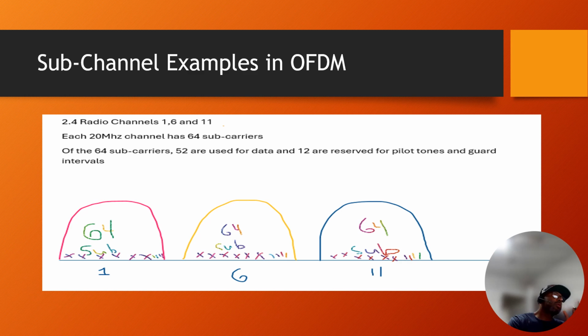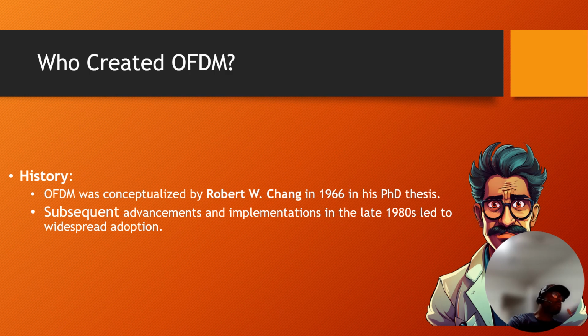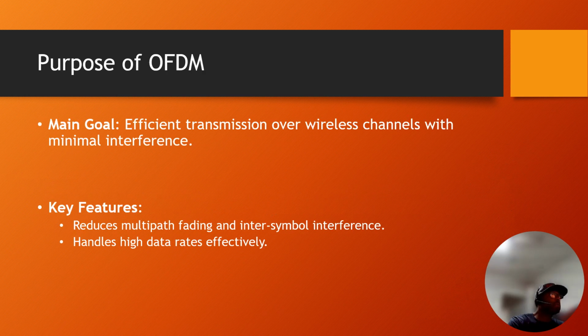The diagram shows channels 1, 6, and 11 on the 2.4 gigahertz band. Each 20 megahertz channel has 64 subcarriers. 52 of the subcarriers are used for data. For those of us that like to think people weren't as smart back in the day, etc., OFDM was conceptualized in 1966 by Robert W. Chang. The purpose of OFDM: efficient transmission over wireless channels with minimal interference.